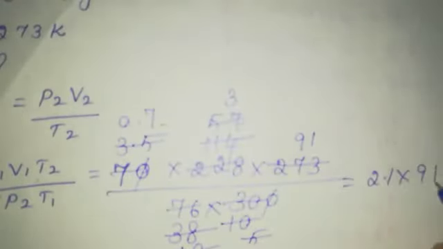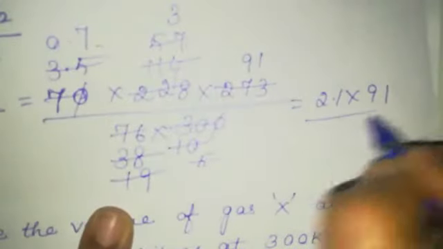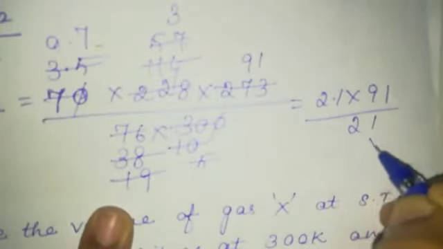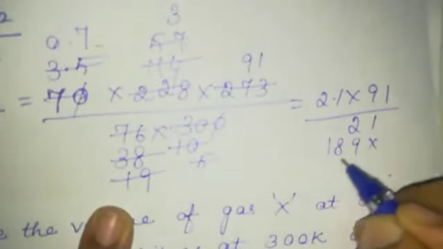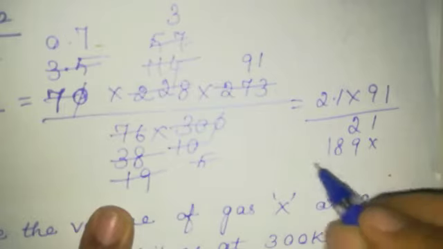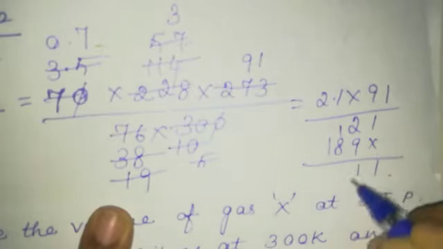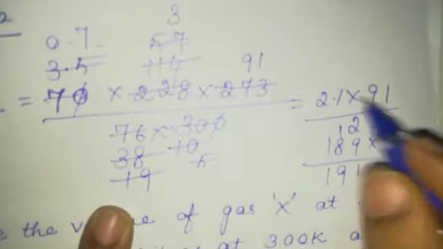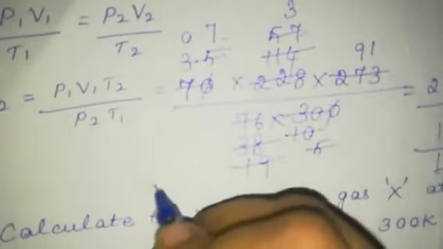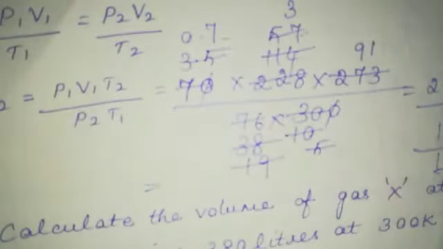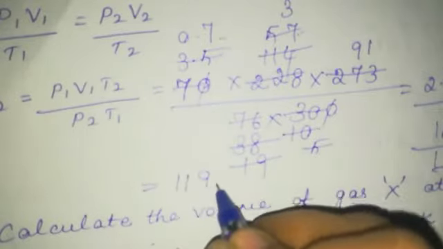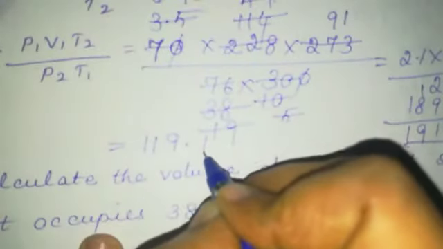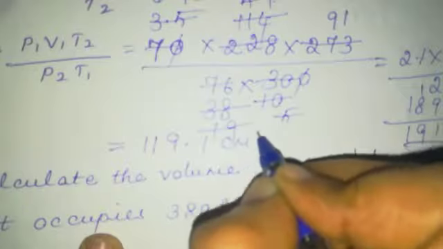When you multiply with 91, you can just multiply and tell me. 1 9 is 9, 2 9s are 18. Now you will be getting the answer as 119, and with 1 decimal place it is 1. So your answer is going to be, your volume value is 119.1 centimeter cube.